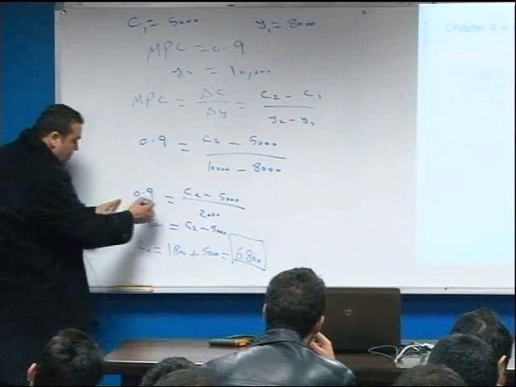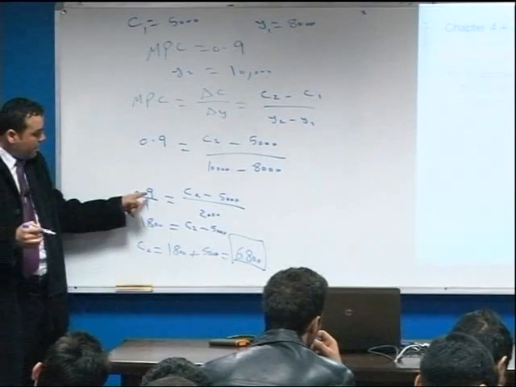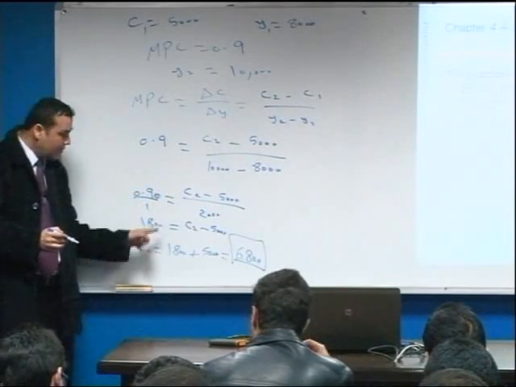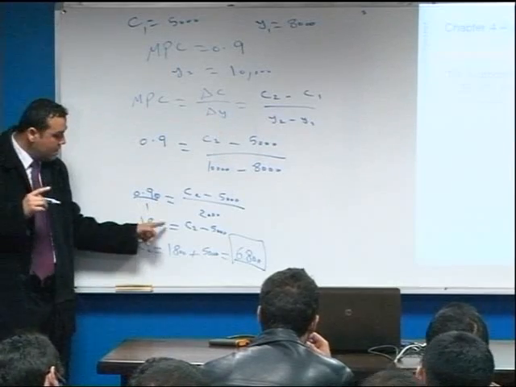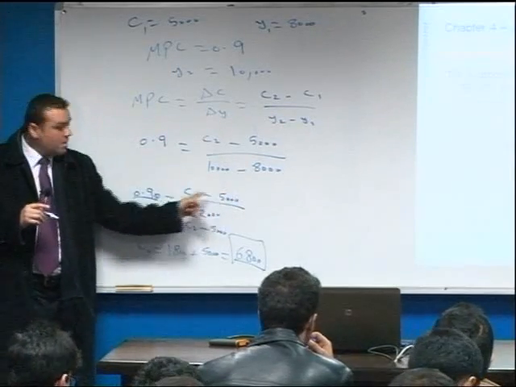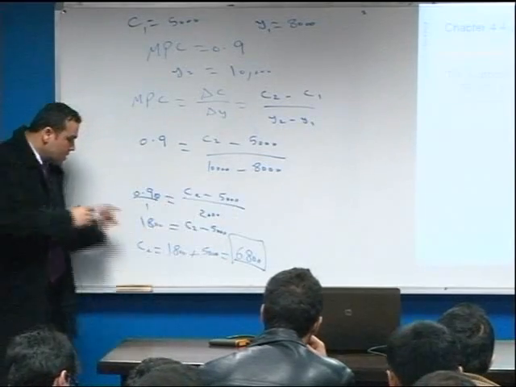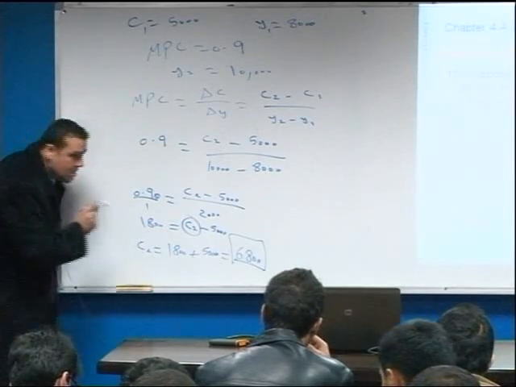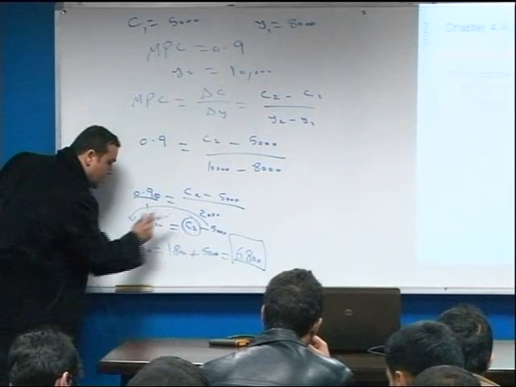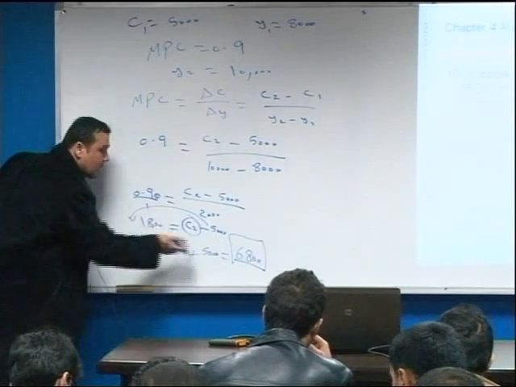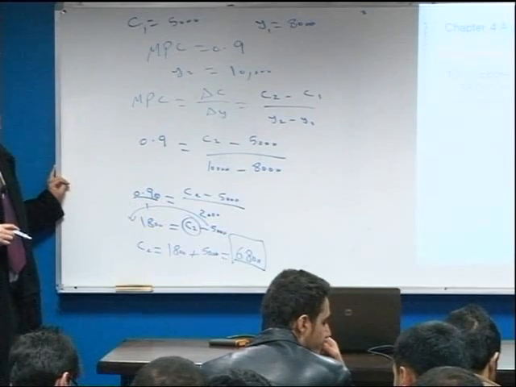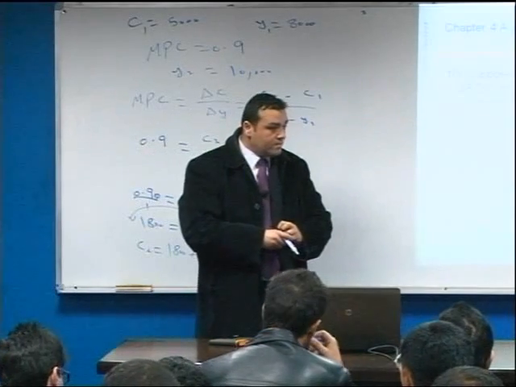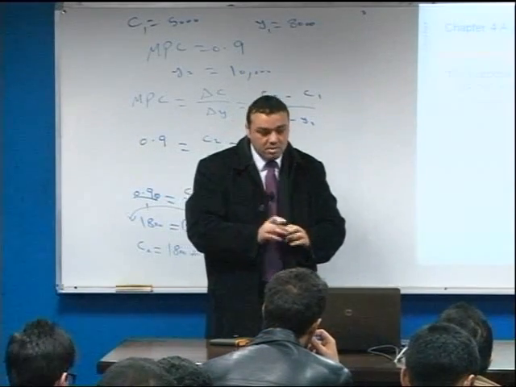Okay, so cross-multiplying, 0.90 times 2,000 is 1,800, right, equals the other side, C2 minus 5,000. The 5,000 is a constant, fixed, so we move it over, and C2 equals 1,800 plus $5,000, which equals $6,800. Okay? Who has a problem? Okay.